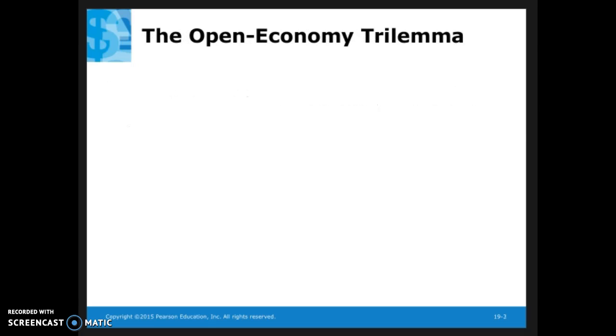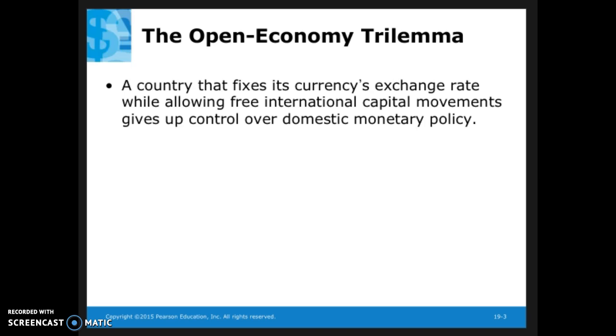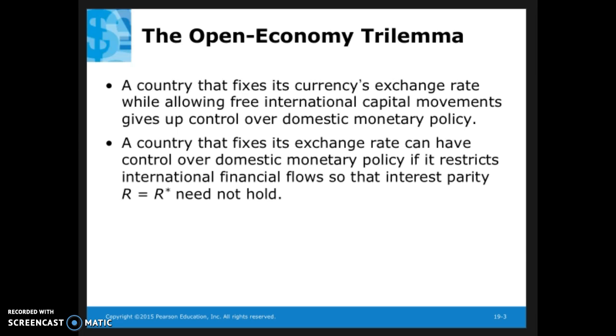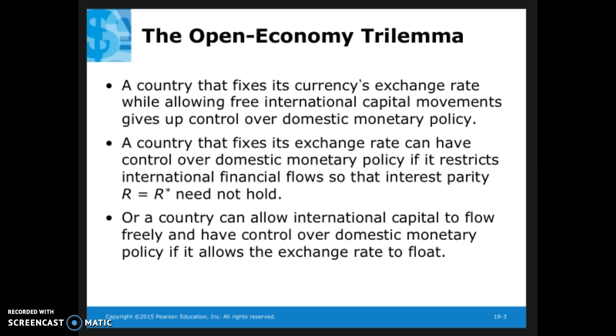So we have what's called the open economy trilemma. A country that fixes its currency's exchange rate while allowing free international capital movements gives up control over domestic monetary policy. A country that fixes its exchange rate can have control over domestic monetary policy if it restricts international financial flows so that interest parity need not hold. Or a country can allow international capital to flow freely and have control over domestic monetary policy if it allows the exchange rate to float.